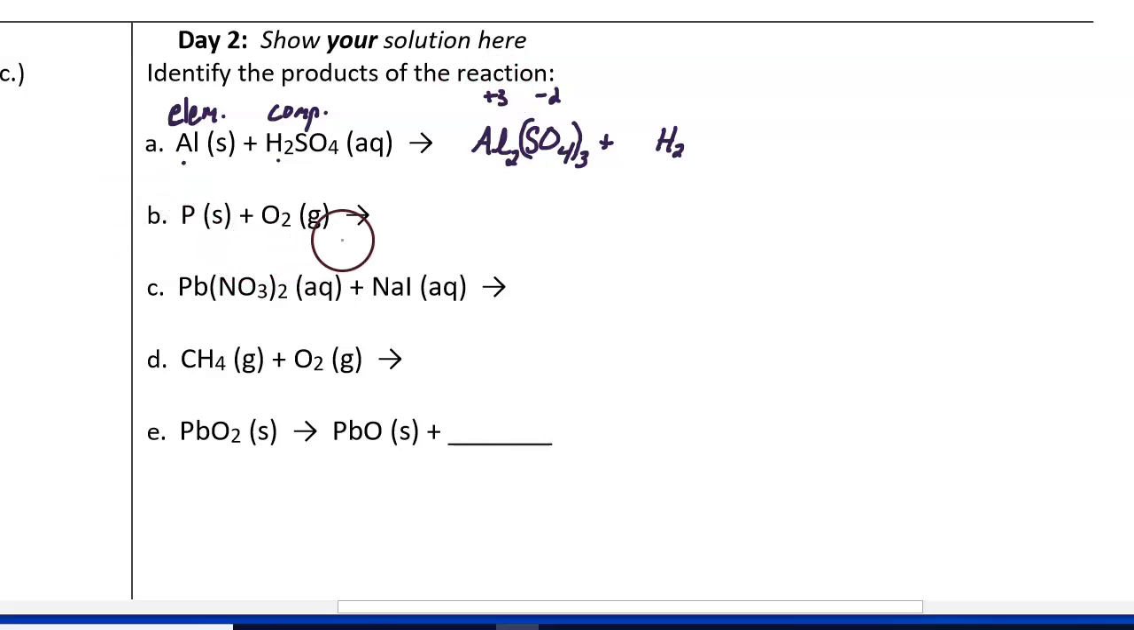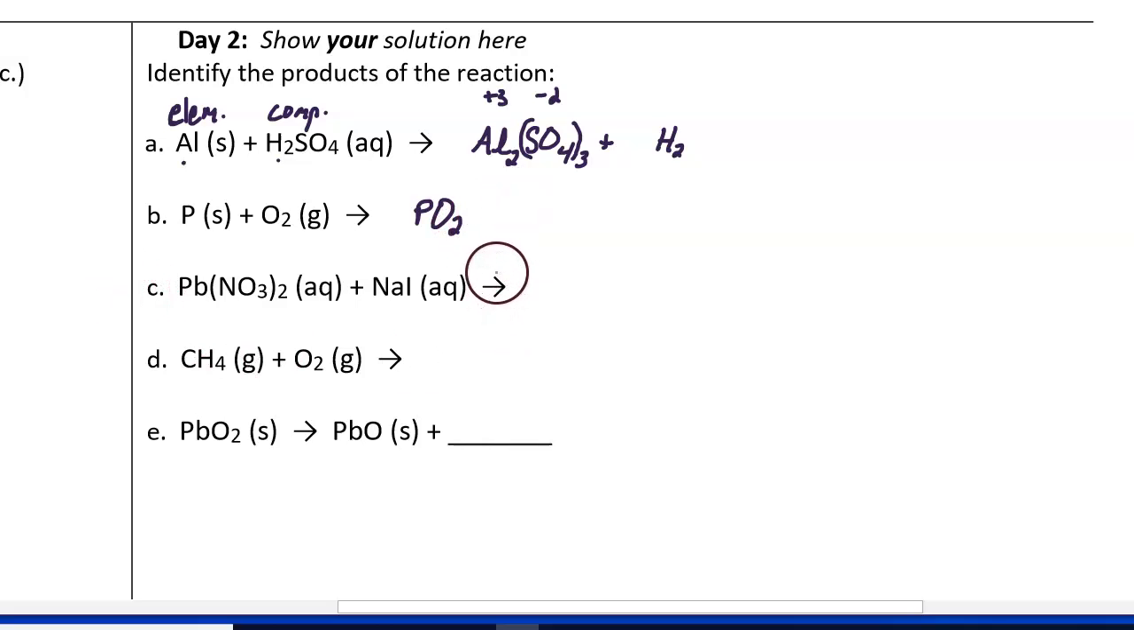Question B. On the left side of the arrow, the reactants are phosphorus and oxygen. This seems to have the structure of combination. I think the phosphorus and the oxygen will simply combine together to make one result. So the result is PO2.